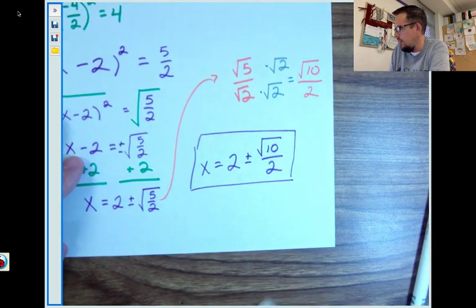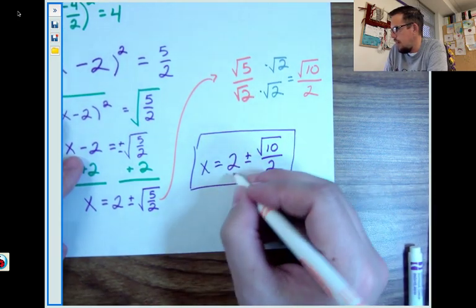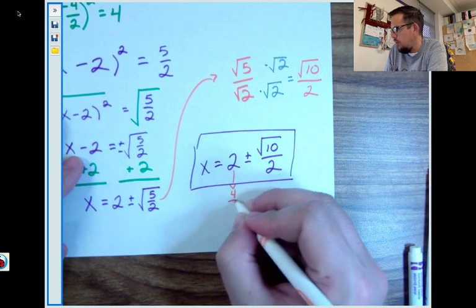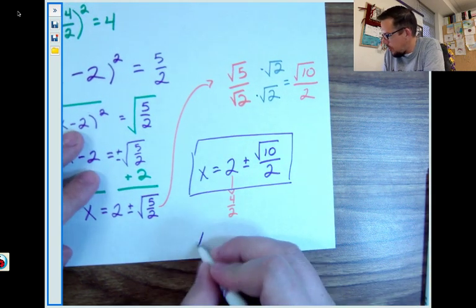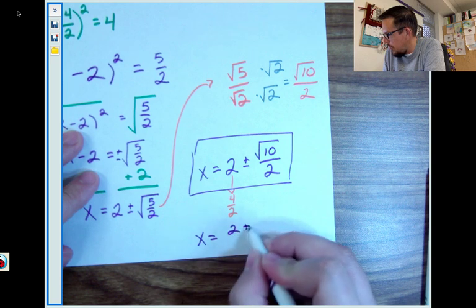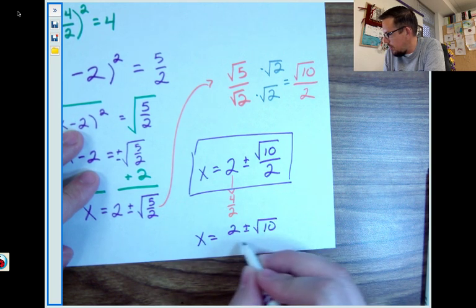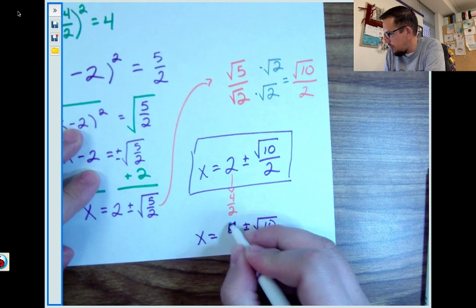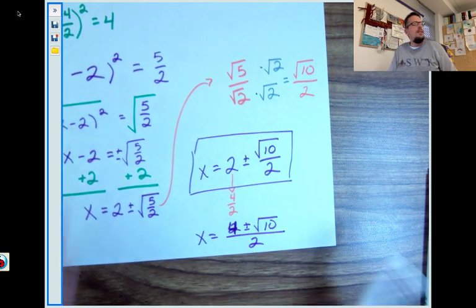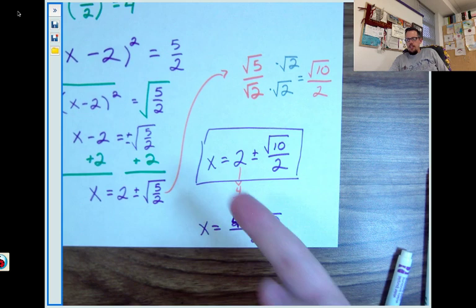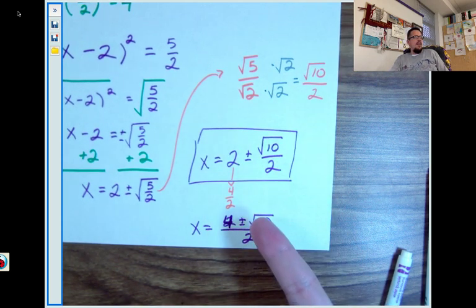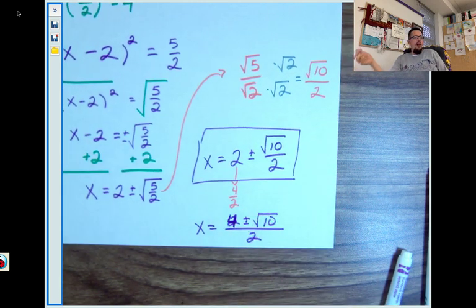Now, if you really wanted to go nuts, I can make these have a common denominator. 2 is 4 over 2. And you could write your answer as 4 plus or minus the square root of 10 over 2. This is the answer that's going to make people go, ooh la la, that person knows math, I declare. And I think we all know which one we want. Therapy. Therapy.